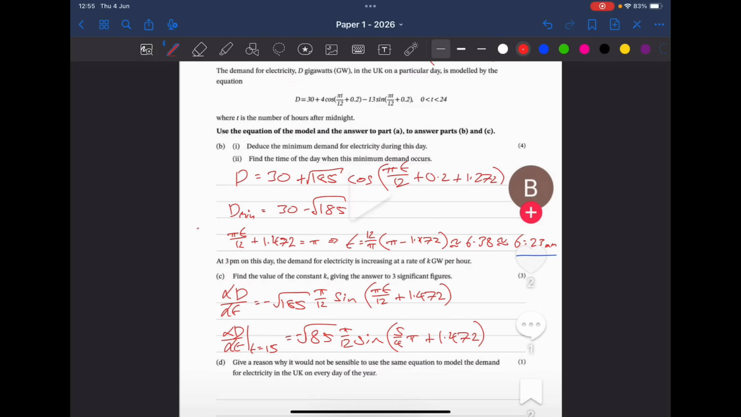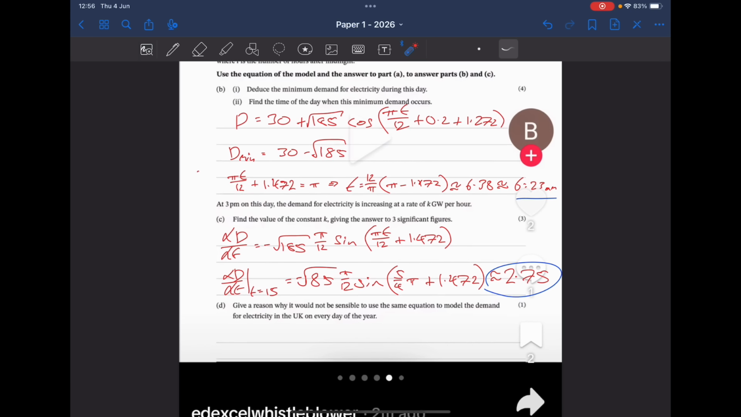So let's write that in the calculator. Negative square root 185 times pi on 12 times sine of 1.25 pi plus 1.472. I get a number of 2.75-ish. So yeah, 2.75 gigawatts is how much we're gaining per hour, the increase in electricity demand per hour at 3 p.m. Looks good to me.